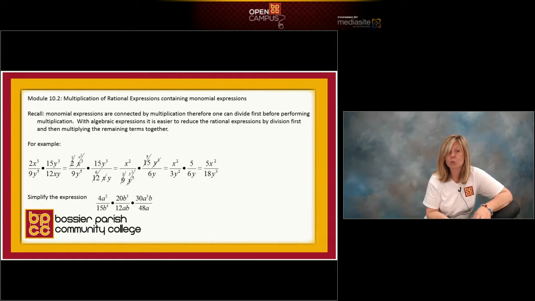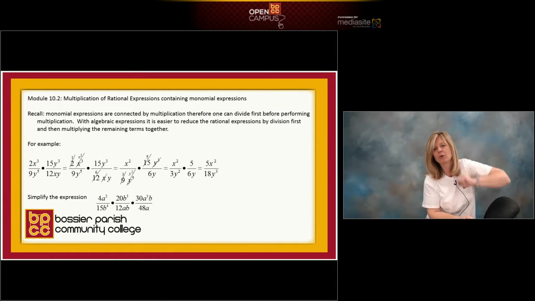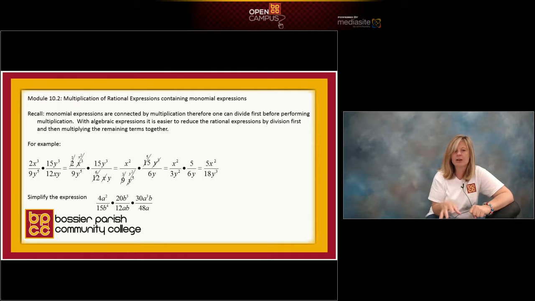2 divided by 2 is 1. X cubed divided by x would be x squared. So now I have a 1x squared in my numerator. In my denominator, 12 divided by 2 is 6. X divided by x would cancel out because it would make 1. And in my denominator now I have a 6y. So now I have the fraction x squared over 9y to the fifth times 15y cubed over 6y.